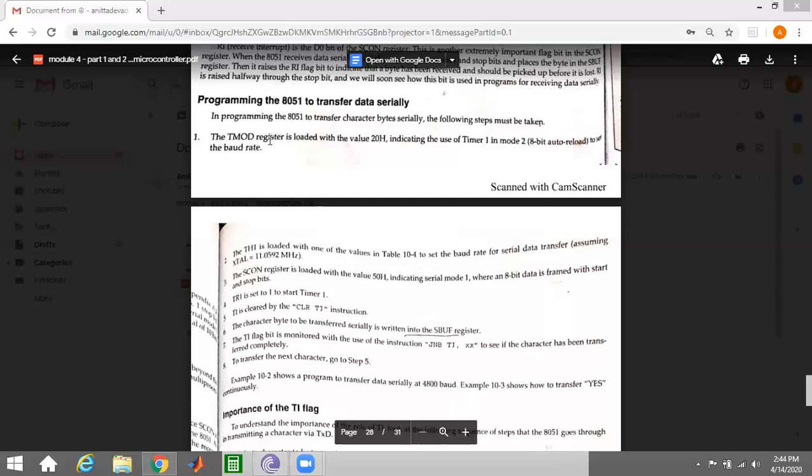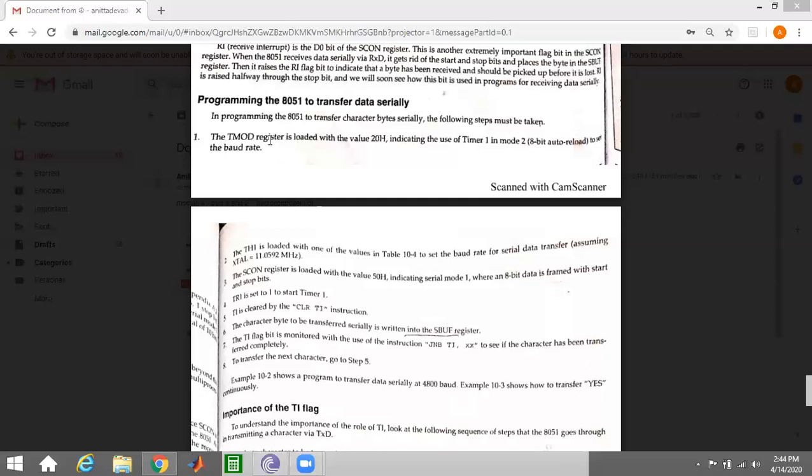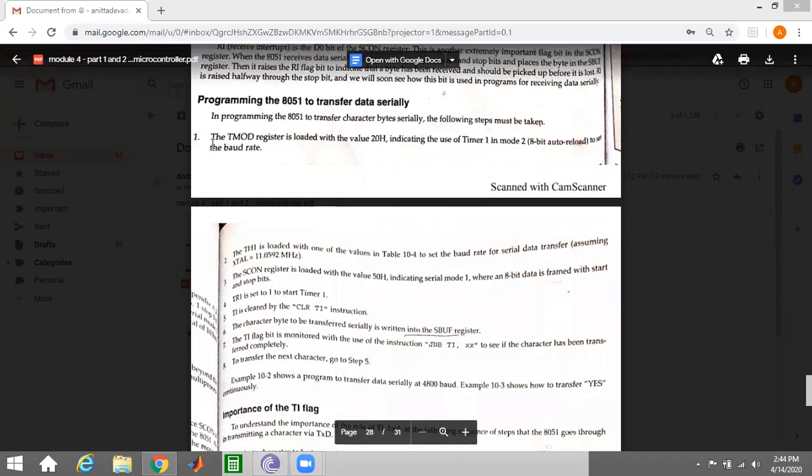Understood? Mohan? Yes, ma'am. In serial communication, we have to do 2 works. What are the 2 works we have to do in serial communication? Transferring the data, then receiving the data. So first we are going to study about transferring the data serially. Okay, so see the steps.